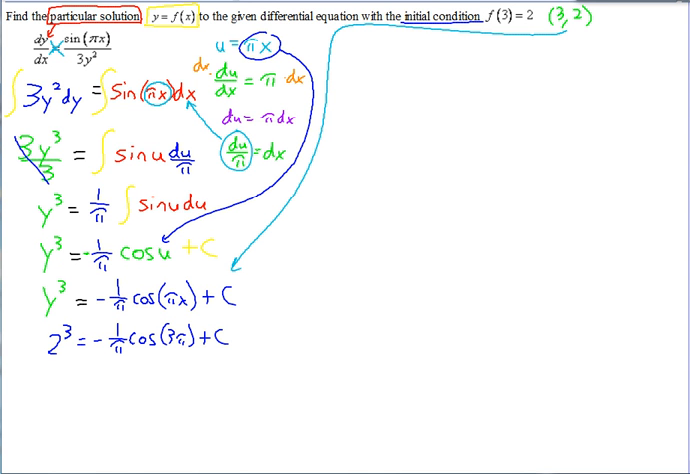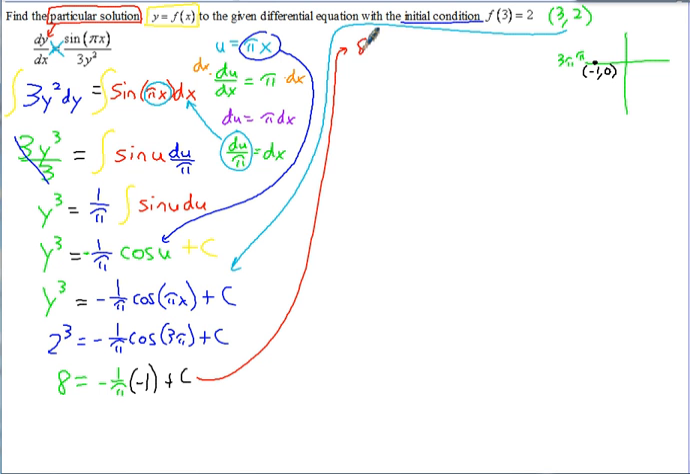Well, 2 cubed gives you 8. And then we have negative 1 over pi times cosine of 3 pi. Well, if you draw out where 3 pi is, there's pi. If you go around the circle one more time, 3 pi is in the same place. And cosine, the coordinates at that point are negative 1, 0, and cosine is the x coordinate, so it's negative 1. And then plus c. So just move it up here.